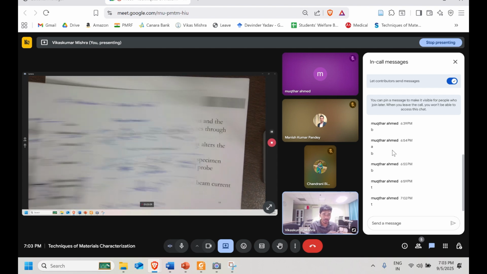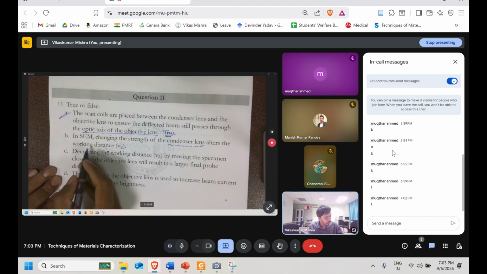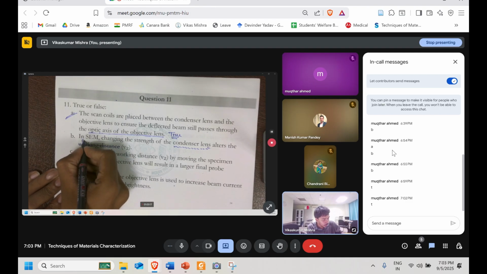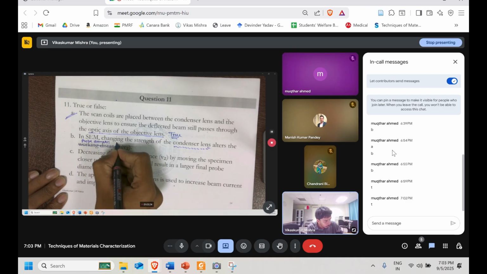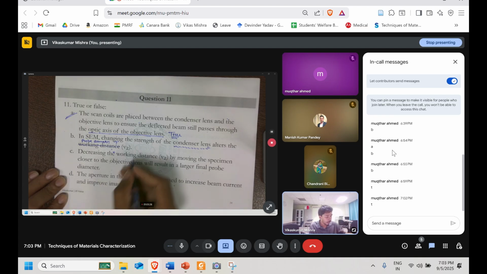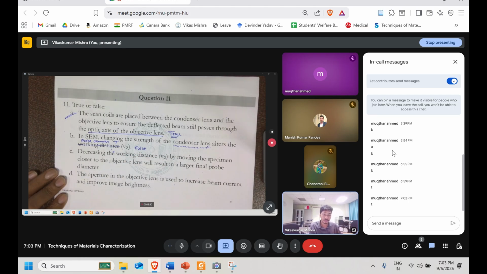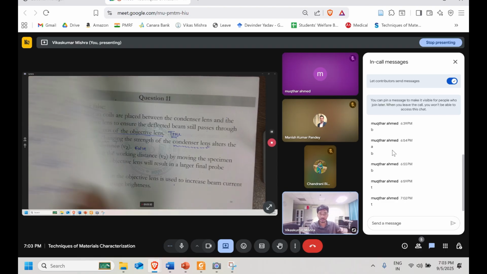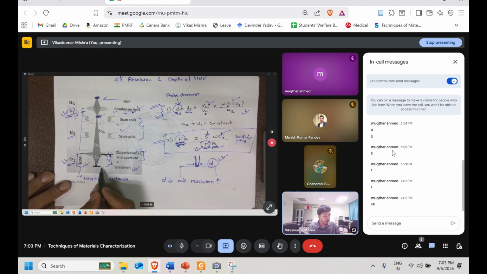Okay, if the question were like, instead of the strength of the condenser lens altering the working distance, if I had written the probe diameter, then it would be true. In the present case, it's false. So how can you alter the working distance? You have to move the specimen stage.